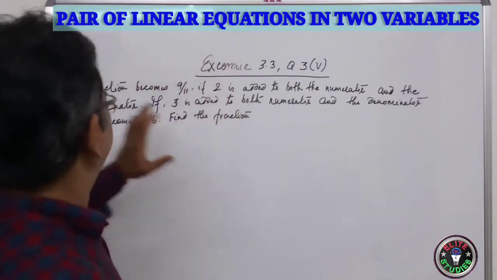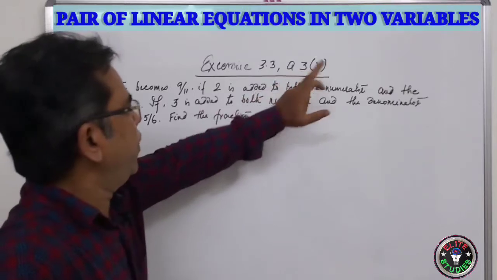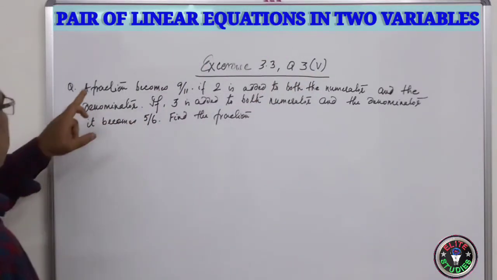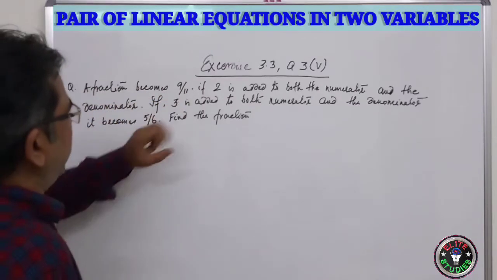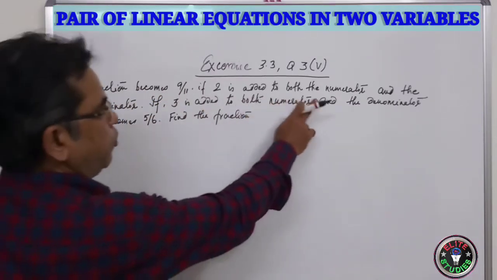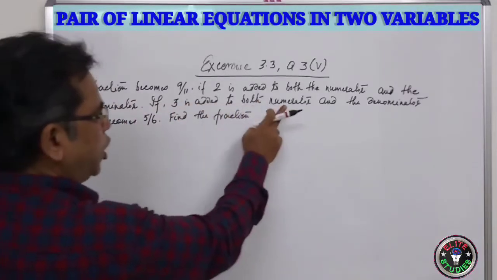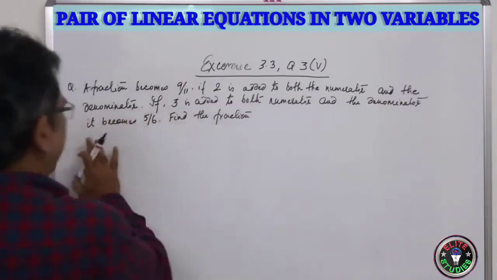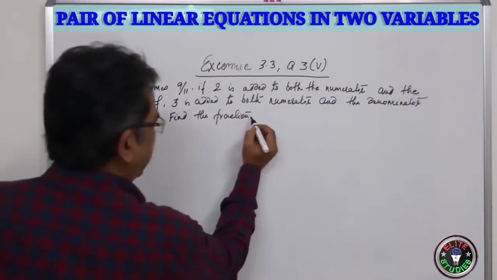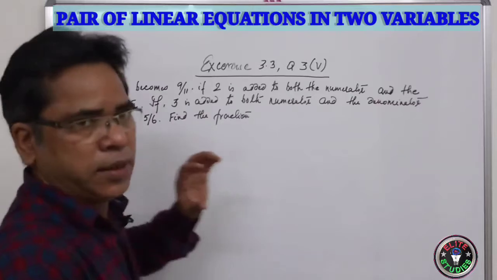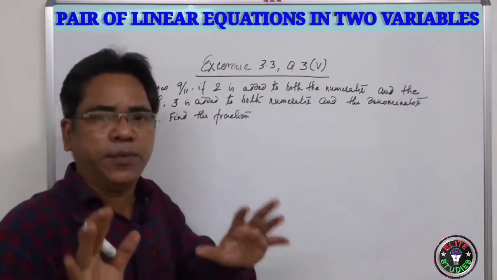So the question is question 3.5 from exercise 3.3. The question is: a fraction becomes 9 by 11 if 2 is added to both the numerator and the denominator. If 3 is added to both numerator and the denominator, it becomes 5 by 6. Find the fraction. Here we will try to solve this given question by the method of substitution.